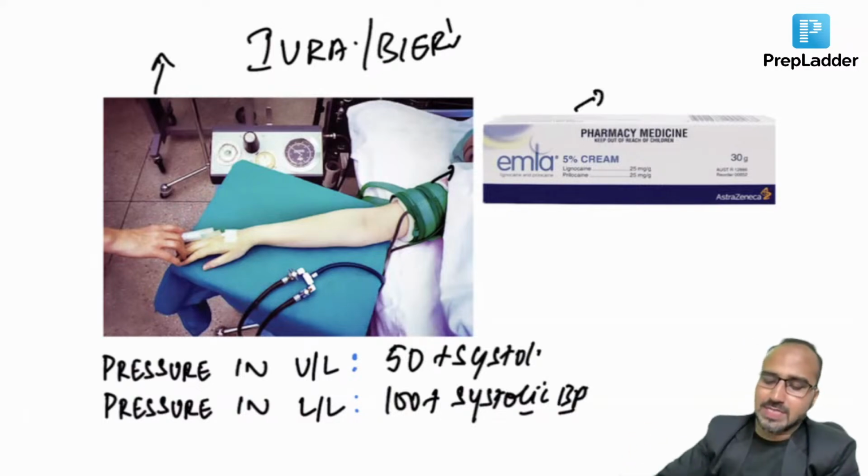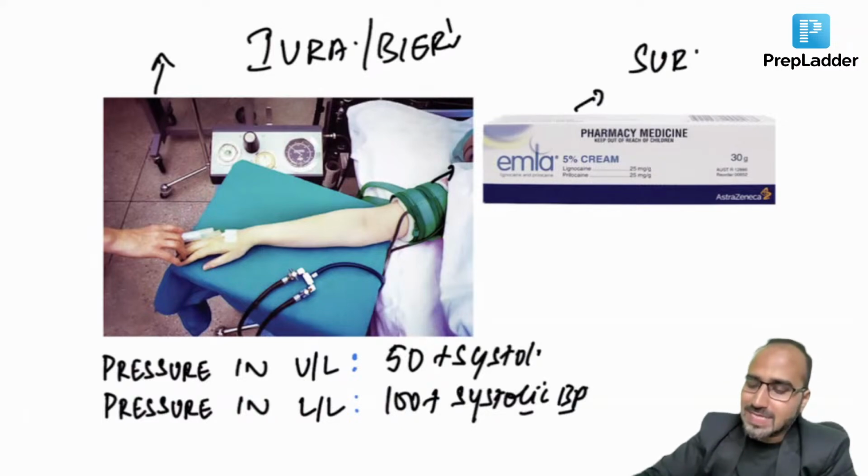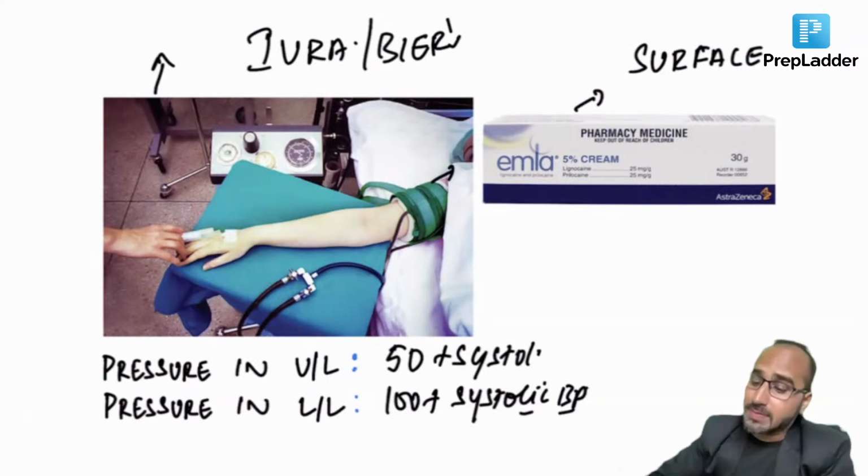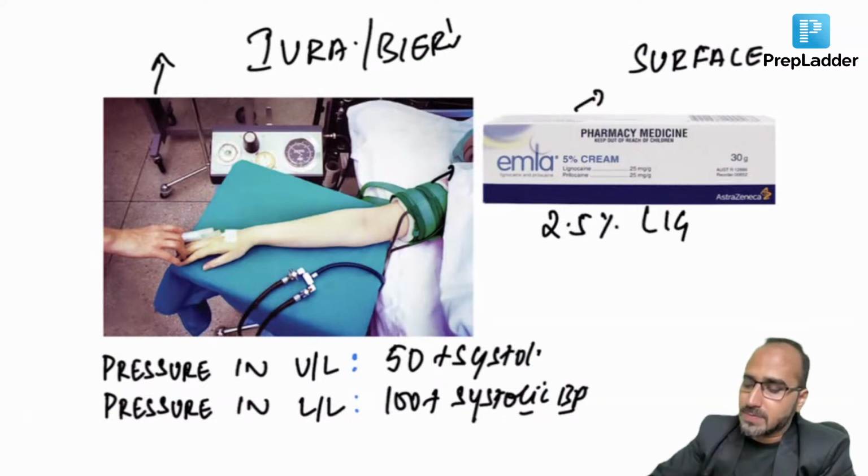Next is EMLA, guys. EMLA is what? Eutectic mixture of local anesthetic, commonly used as a surface anesthesia in children. In children, you use this EMLA cream, like if you want to put a tourniquet, you can use this EMLA cream. What does EMLA consist of? 2.5% lignocaine and 2.5% prilocaine in equal concentration.